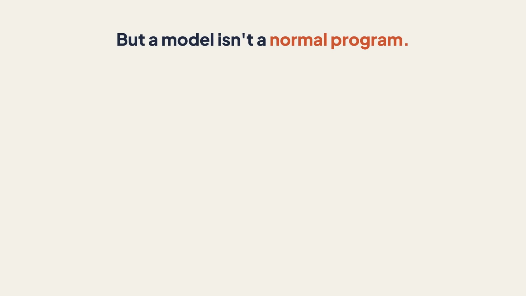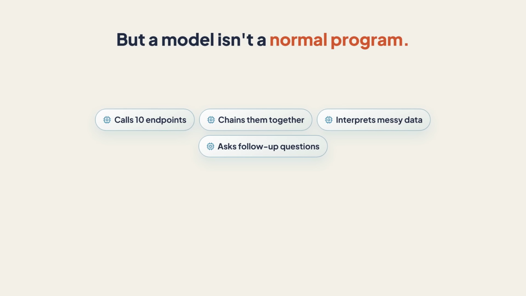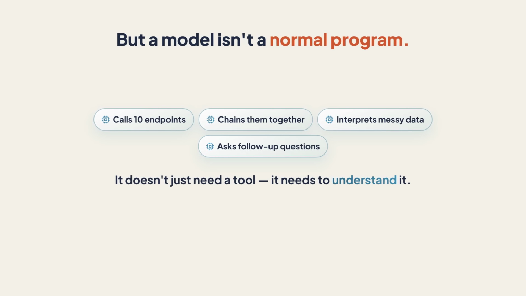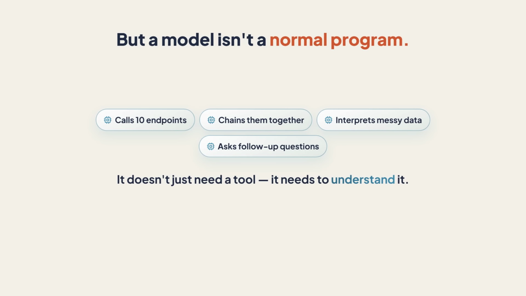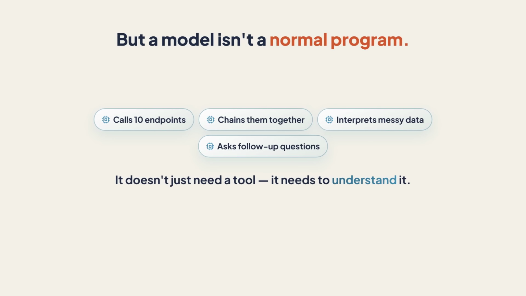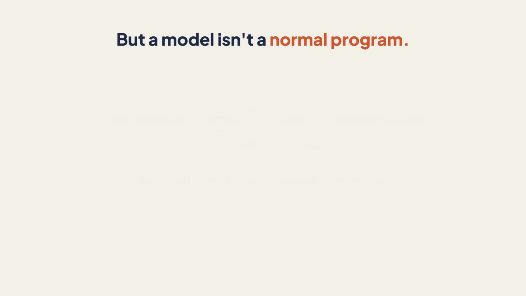But a language model doesn't work like a normal program. It might not call one endpoint. It might call 10, chain them together, interpret messy data, and ask follow-up questions. It doesn't just need access to a tool. It needs to understand the tool. And that's the catch. APIs were built for programs talking to programs, not for models reasoning about the real world.